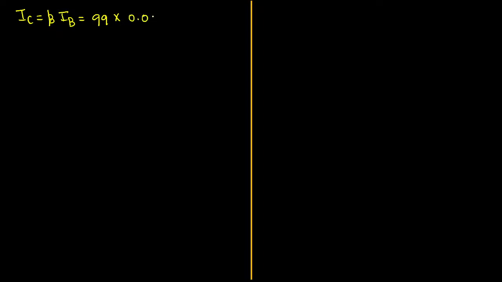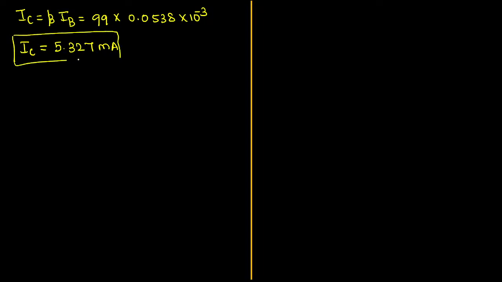Into collector current, just now we found 0.0538 into 10 power minus 3. Now if I multiply it, 0.0538 into 99, it will become 5.327. 10 power minus 3 means milliampere. We figured out the value of collector current. Is it your answer? Do you know what happened?